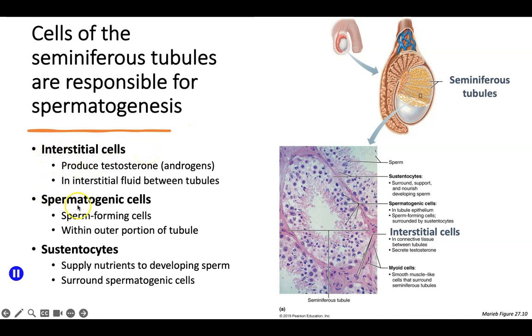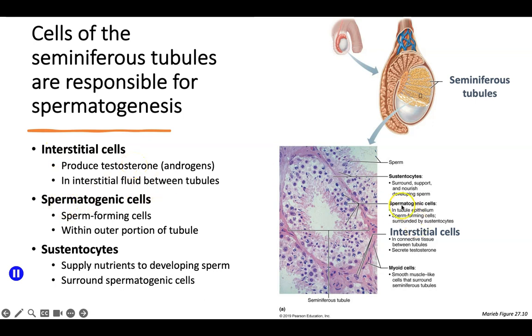Interstitial cells, spermatogenic cells, and sustentocytes are the main participants. So each of these is a different type of cell. The interstitial cells are producing testosterone, and they are found in the interstitial fluid between the tubules. So we can see them here. So here is a single tubule, and you can find this interstitial cell outside of the tubule in the interstitial fluid. Hence, they're called interstitial cells.